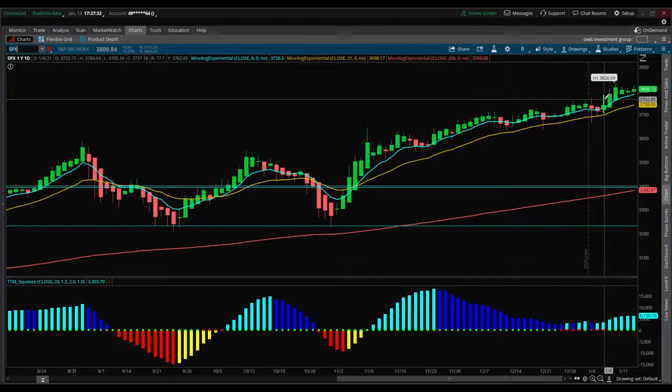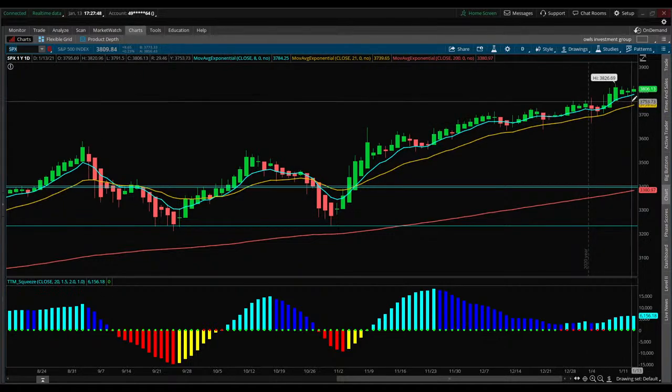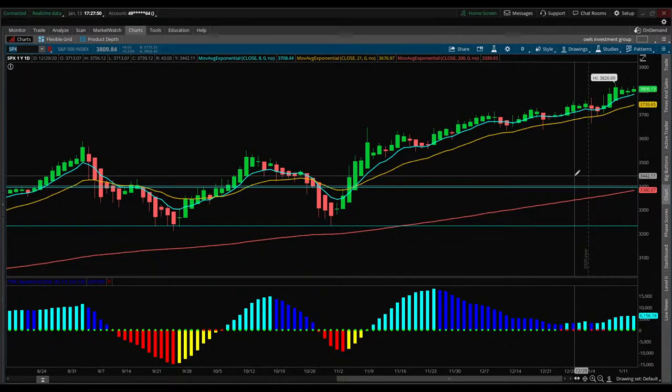Obviously, if we get anywhere near here, that's a long shot. I don't even think we're going to get there until the Fed raises the interest rates. But let's not even talk about that right now. As a whole, we're riding above the 8. We're riding above the 21. We're still in an uptrend. There's nothing to worry about. We are still bullish.